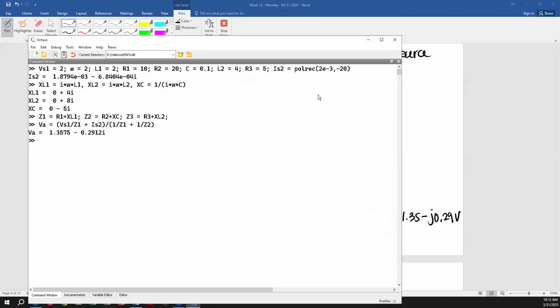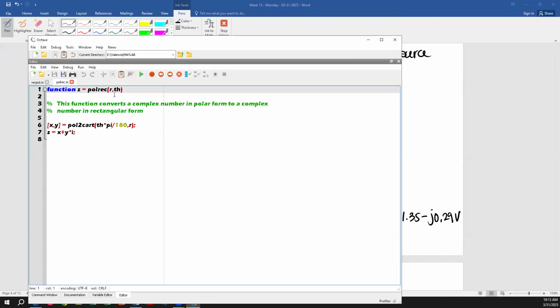My pole rec function right here, I'm calling it. That's my function. So I take R and I take theta. R is, of course, magnitude. Theta is in degrees. Then I'm using the built-in pole to card function, converting theta into radians first, and then R and whatever my components are, I'm just adding them together. Z is equal to X plus R.